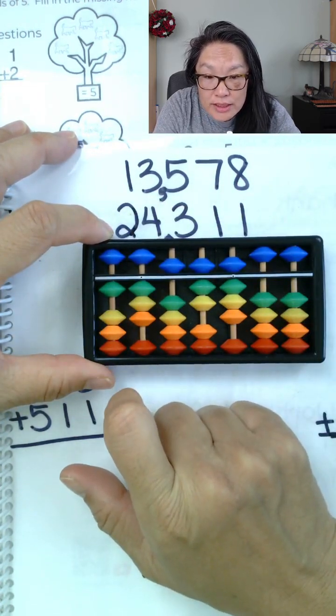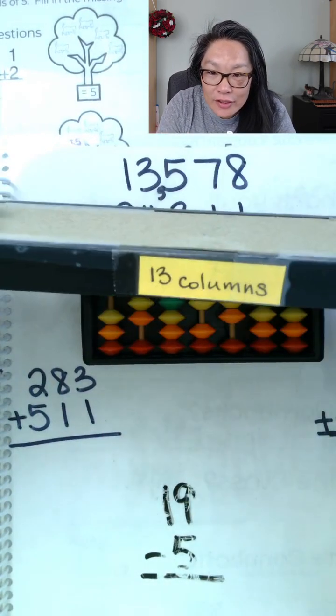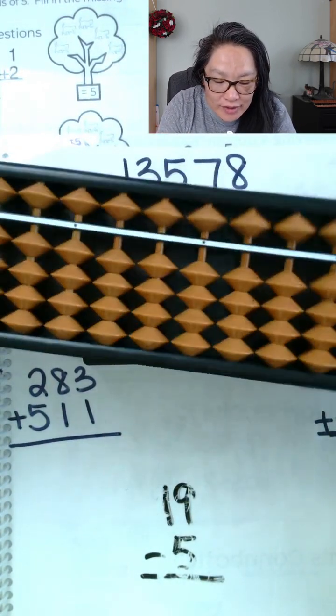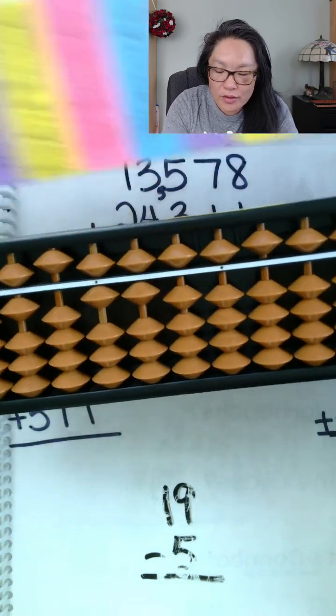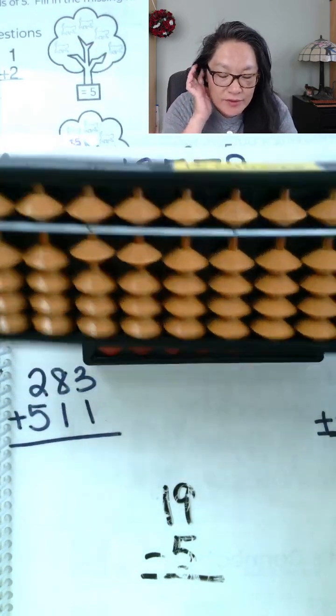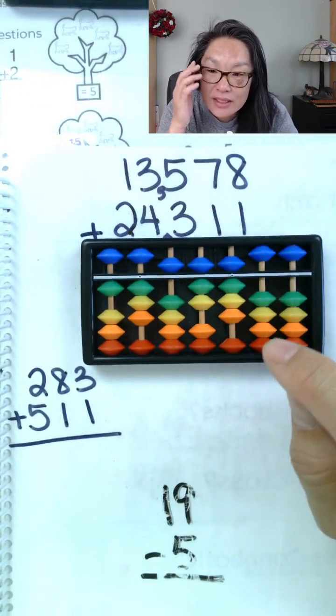So, is this specific abacus limited? Yes, Tabitha, you're absolutely right. However, you could do this one, which is a 13-column one. And with a 13-column one, you have 13 columns, so you can go all the way to trillions. Every abacus is very specific, right? If it's 13 columns, you only have so many columns. Yes, exactly. That's a very good question.